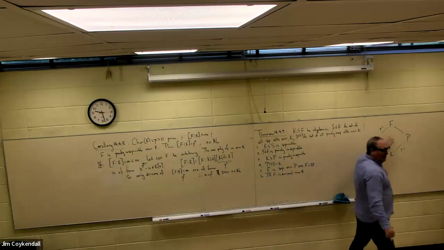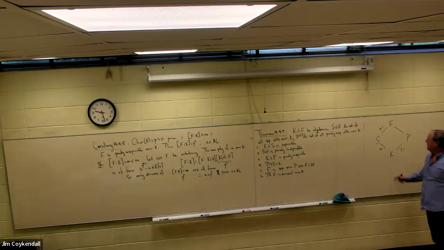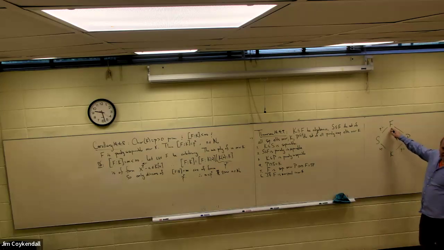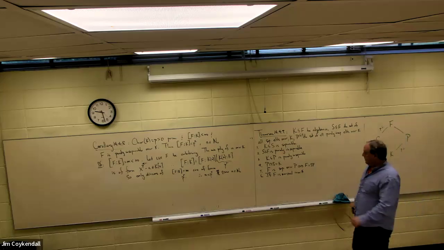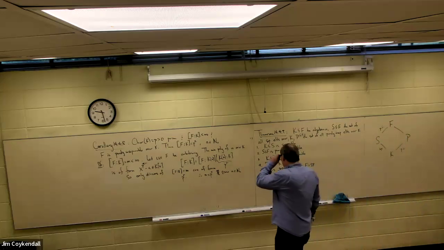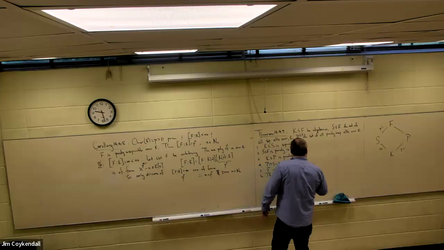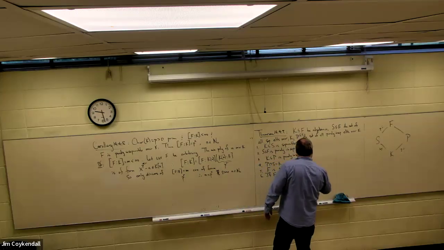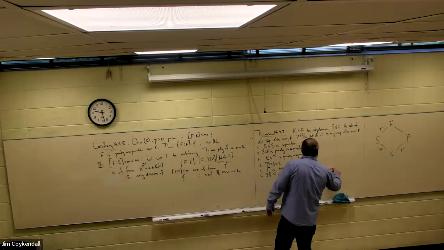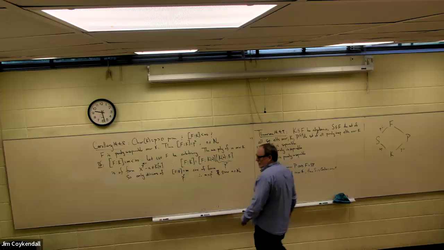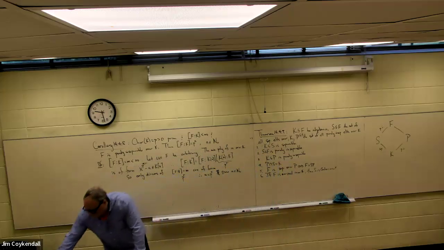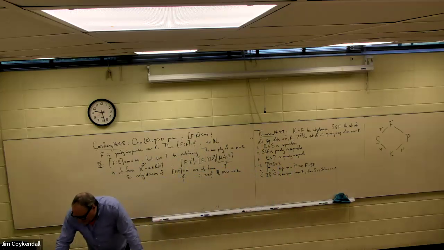So if this is normal over K, remember what that means is every irreducible polynomial in K[x] that has a root here actually splits there. Then S is Galois over K. And F is Galois over P.